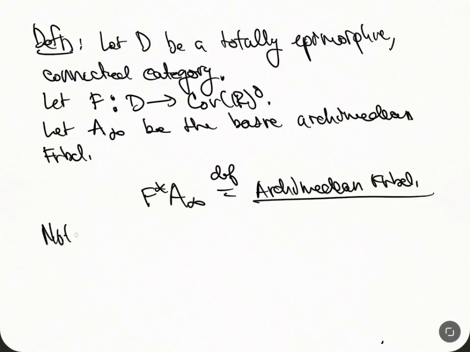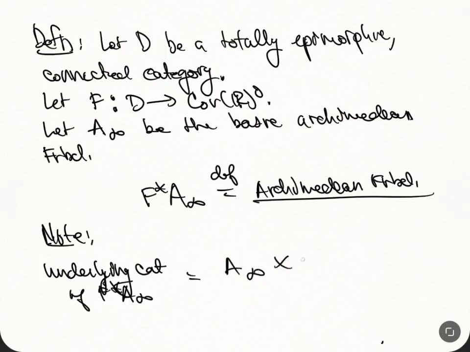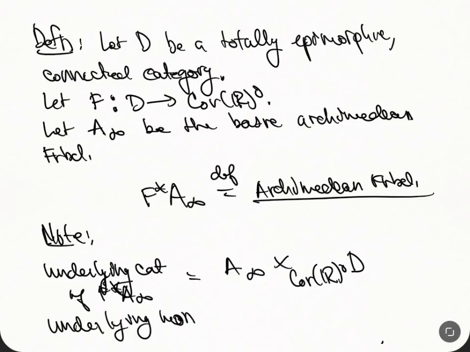Okay, so note that the underlying category, so maybe you take this to be a definition, is this fiber product category, and the underlying monoid is this, let's call it f star gamma infinity. So this is the stupid one, which is just precomposing with this functor.